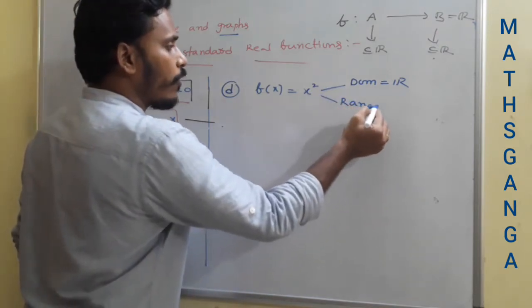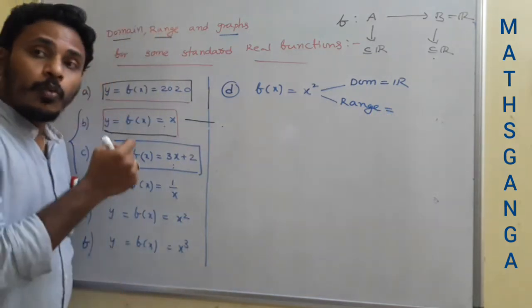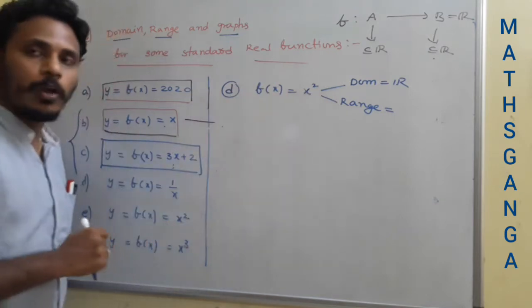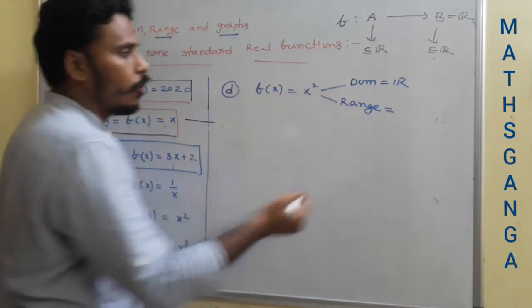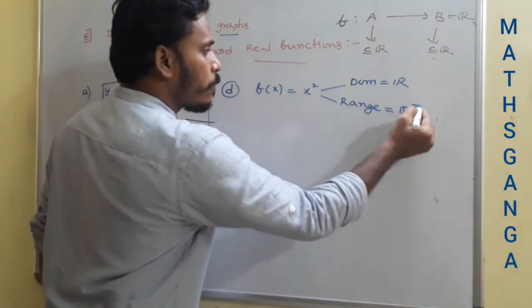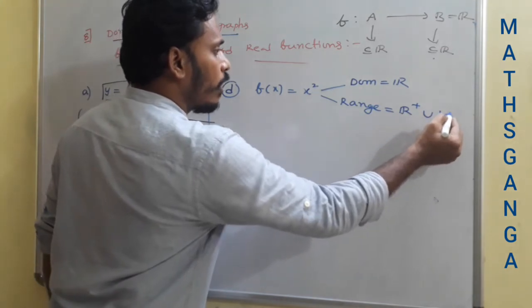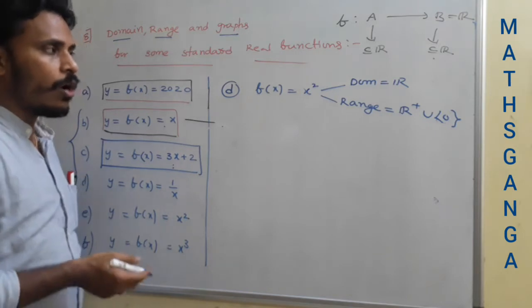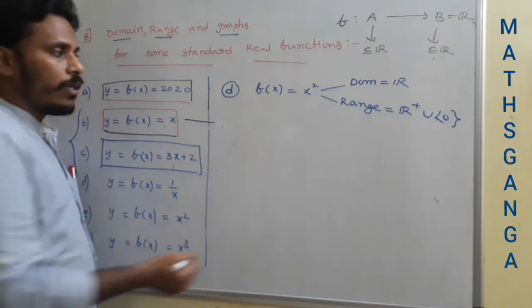Whereas if you think about the range, you won't get a negative number. X square, something squared, is always positive or 0. So that's why the range is positive real numbers union 0. That is the range: positive real numbers union 0. Or you may say non-negative numbers.